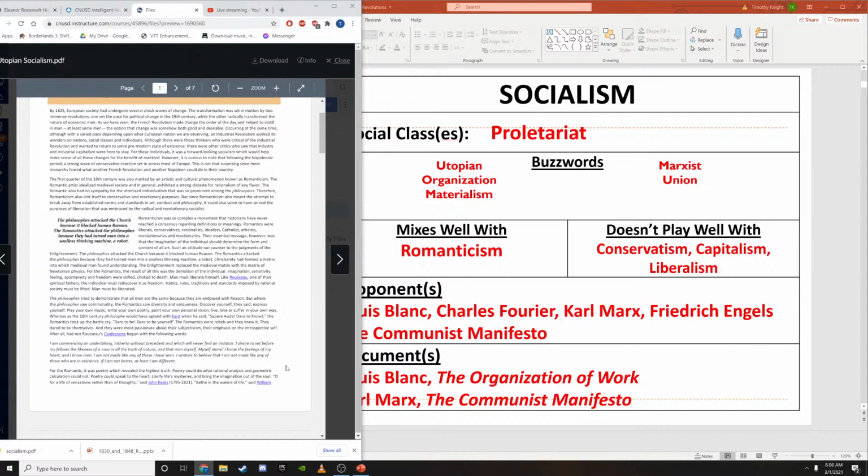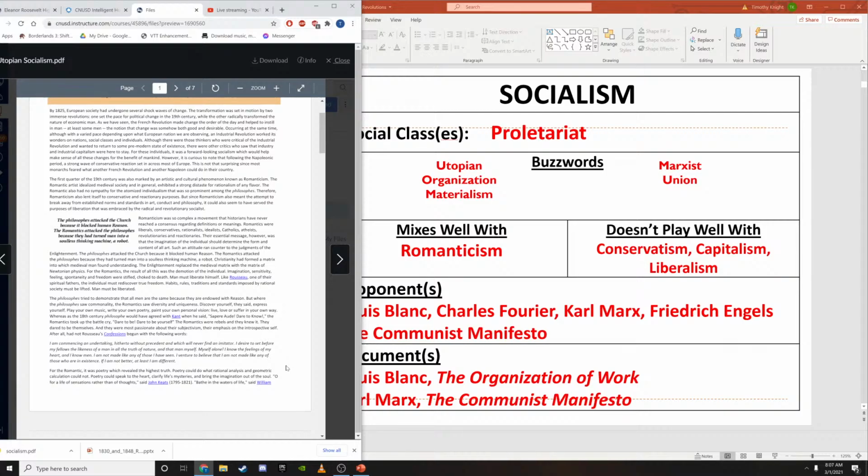I desire to set before my fellows the likeness of a man in all the truth of nature, and that man myself alone. I know the feelings of my heart, and I know men. I am not made like any of those I have seen. I venture to believe that I am not made like any of those who are in existence. If I am not better, at least I am different."